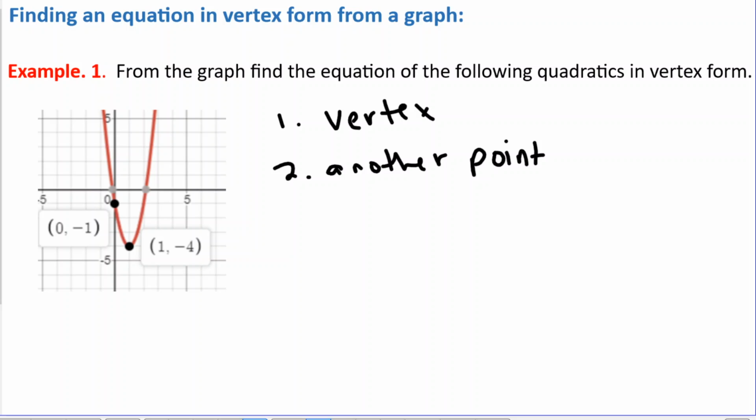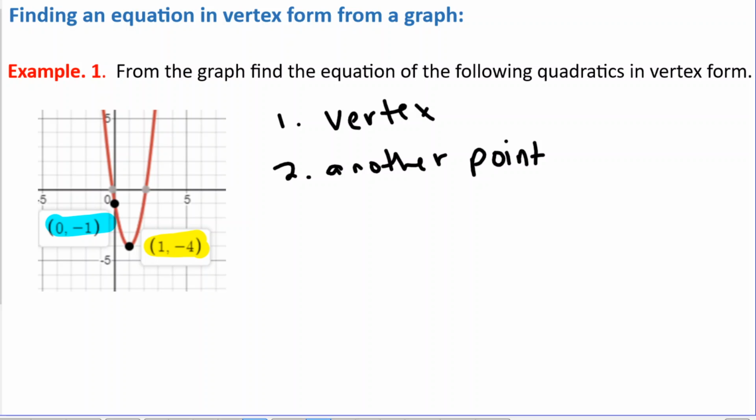Any other point on the graph will do, as long as it is another point that isn't the vertex. Ideally we'll work with a nice point like the y-intercept, but we can choose any point. So in this graph here, we have those two things. We have our vertex. We also have our y-intercept. That's all we need to find the equation.